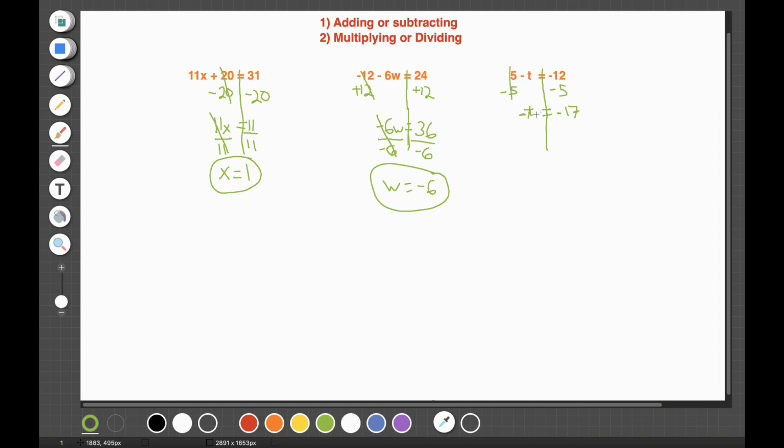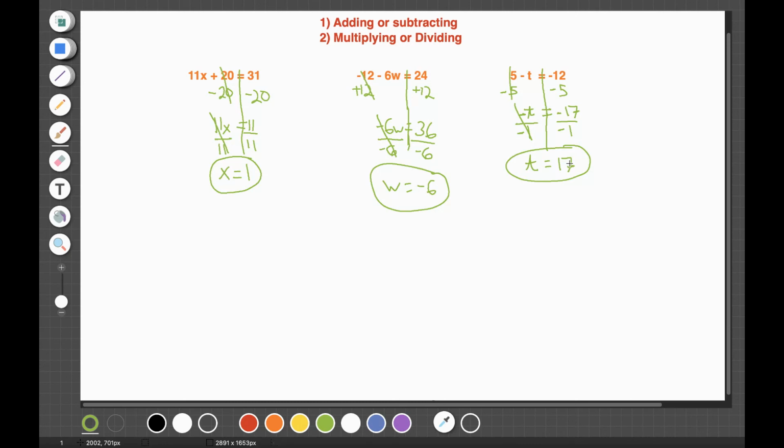Okay, we're not quite done, because is there something being multiplied or divided? Well, there is. That negative is being multiplied. Remember, that is negative 1. So you need to divide by negative 1, because negative 1 divided by negative 1 is 1. That cancels out. We need to do that to both sides by negative 1. So what we end up with, t equals negative 17 divided by negative 1 is just 17.